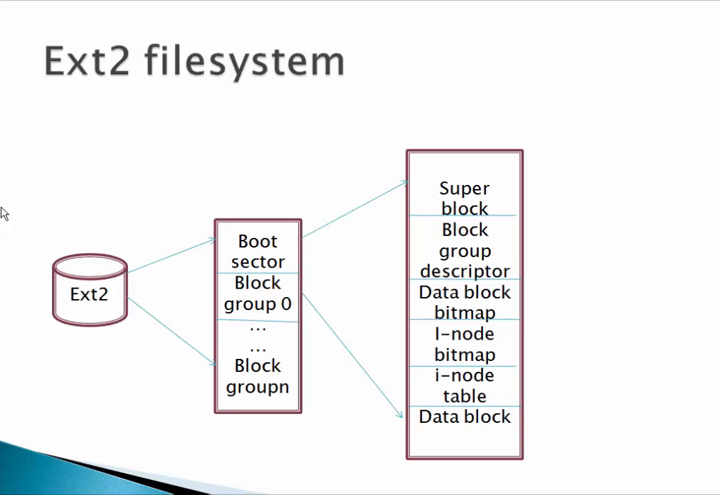Now let's discuss the file system. Like I said, ext2 is the one without journaling capabilities, which means it is a simple and fast file system as compared to ext3, because ext3 has the overhead of journaling.